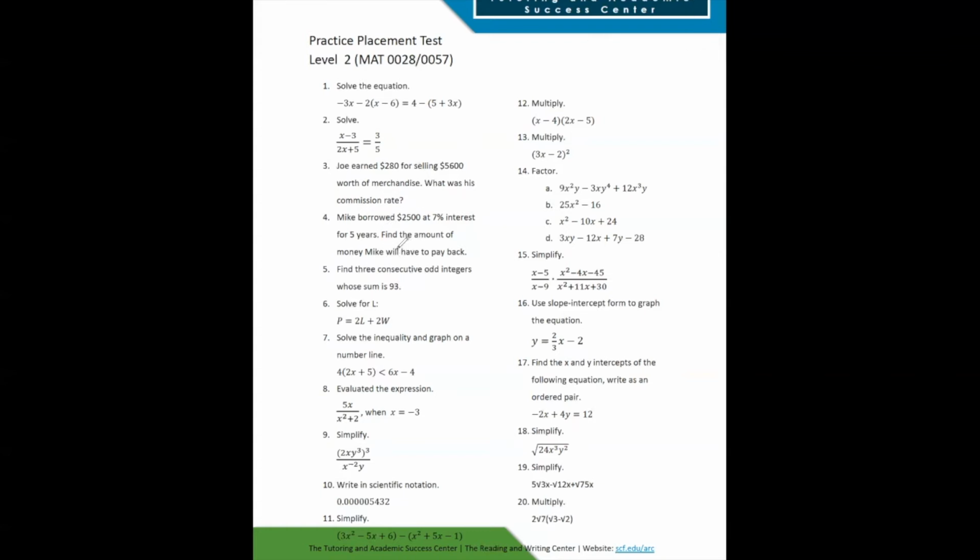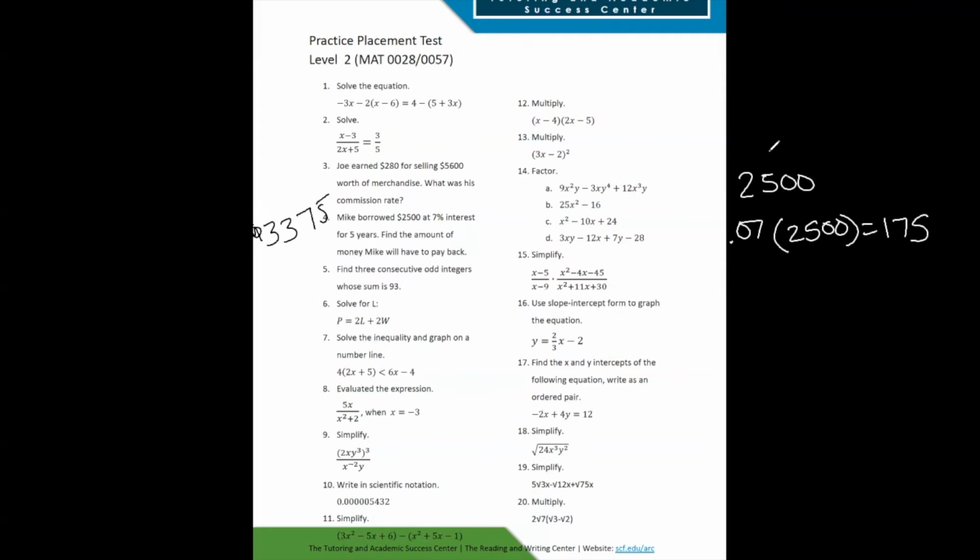In number 4, it says that Mike borrowed $2,500 at 7% interest for 5 years. Find the amount of money Mike will have to pay back. Well, the correct answer would be $3,375. If he borrows $2,500, that means that he's definitely going to have to pay back that amount, but he's also going to have to pay back 7%, which is 0.07 of $2,500.